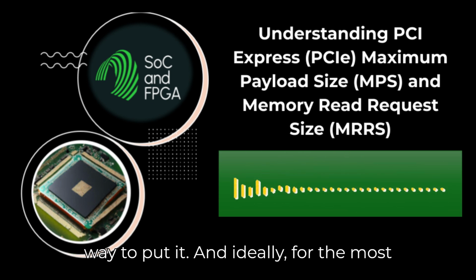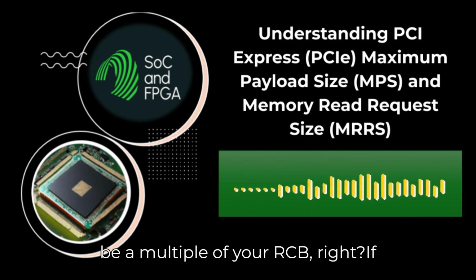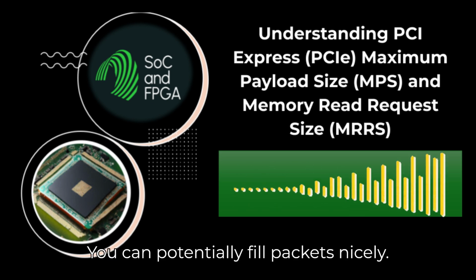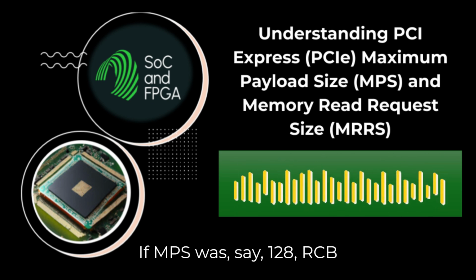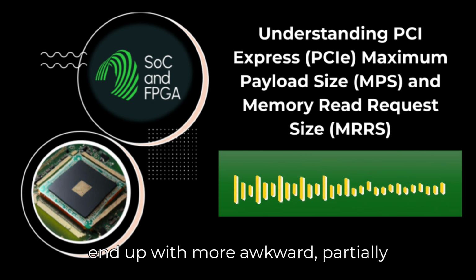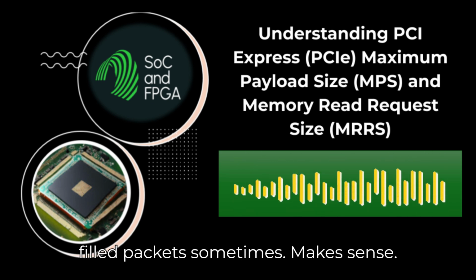And ideally, for the most efficient packing, you'd want your MPS to be a multiple of your RCB, right? If MPS is 128 and RCB is 64, you can potentially fill packets nicely. If MPS was, say, 128 and RCB was something weird like 96, you might end up with more awkward, partially filled packets sometimes. Makes sense.